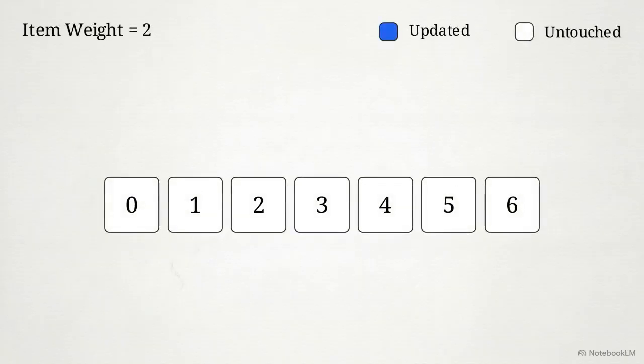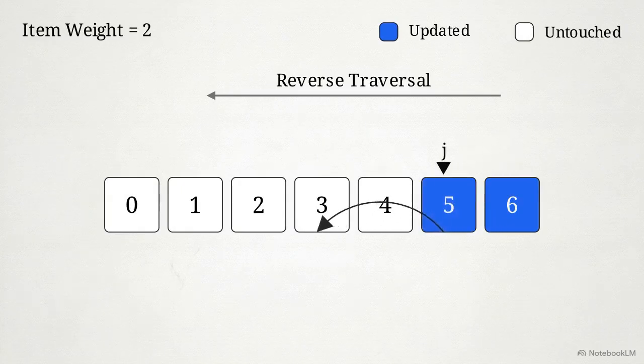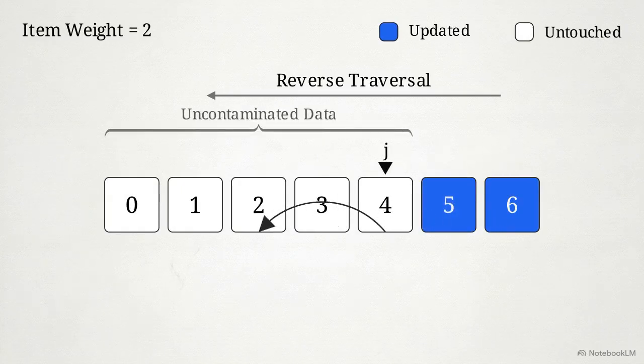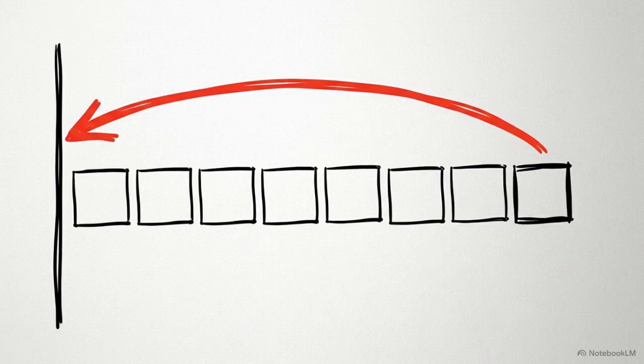The inner loop must run in reverse, starting at the maximum capacity W and traversing backward down to the item's weight. Calculation arrows only point left. These smaller, leftward capacities haven't been updated yet, guaranteeing we reference strictly uncontaminated data. Reverse traversal is the mathematical mechanism preventing unbounded item usage. It is the exact step enforcing the strict 0-1 rule inside a 1D space.